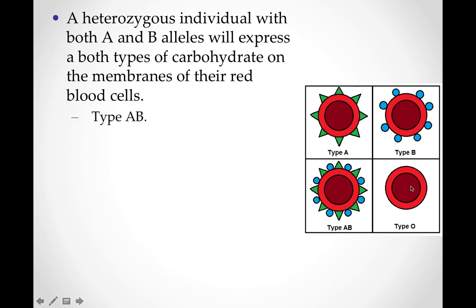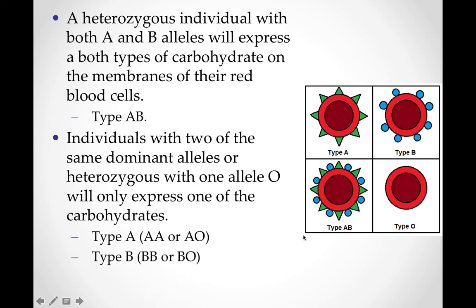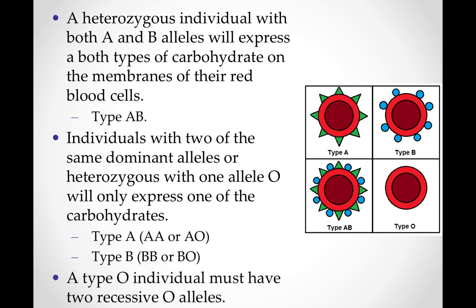Type AB individuals, with two of the same dominant alleles or heterozygous with one allele O, will express only one of the carbohydrates. So they're all A dominant, B dominant, or AO, BO. Okay? Type A, which is AA or AO. Type B, which is BB or BO. A type O individual must have two recessive alleles.